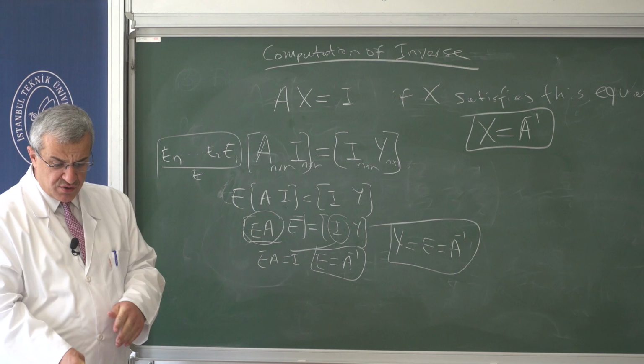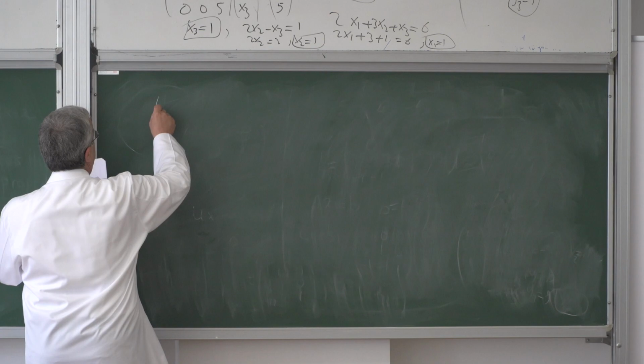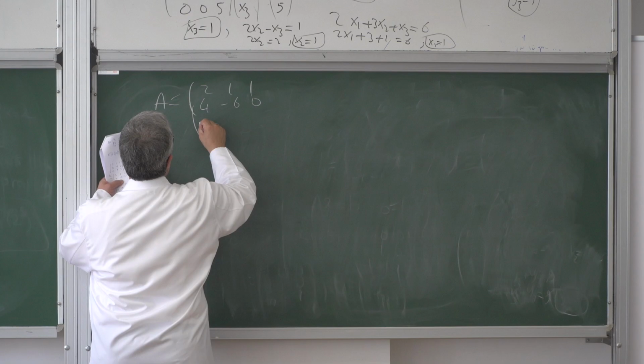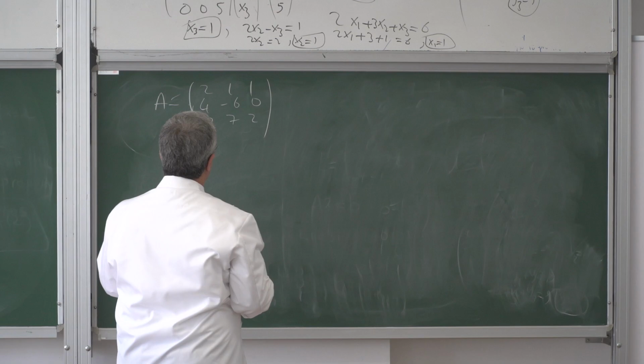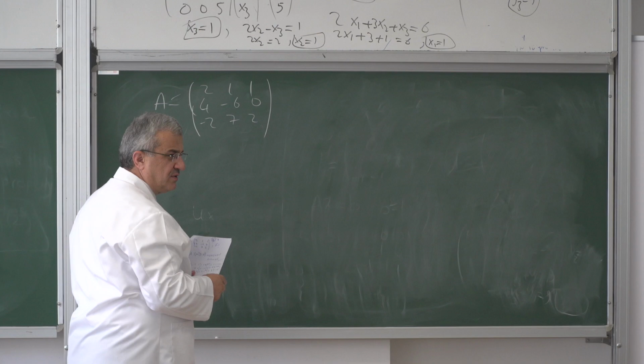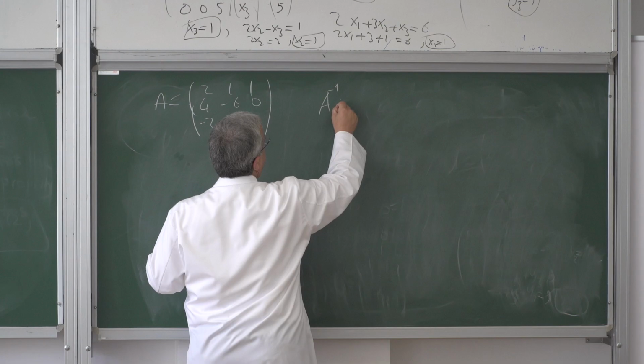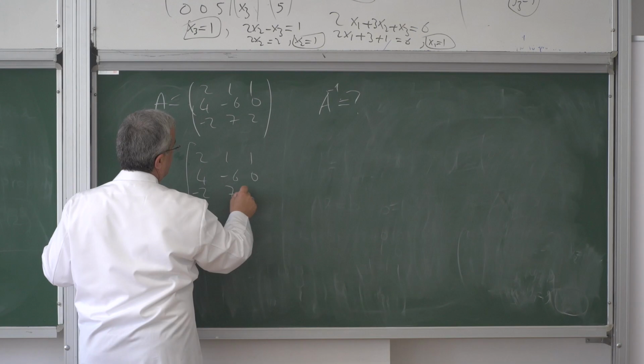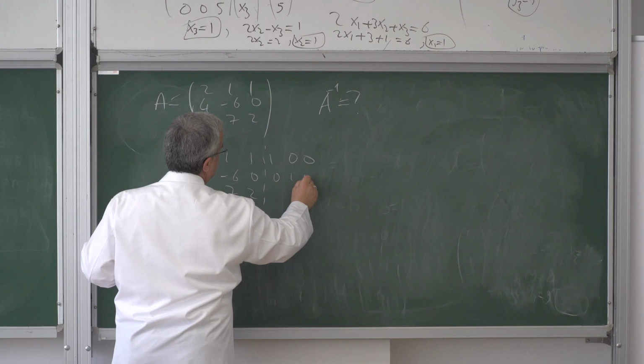Let's do an example quickly on this one. Let's say we have A equal to 2, 1, 1, 4, minus 6, 0, minus 2, 7, 2. I want to find the inverse. So I just put this together: 2, 1, 1, 4, minus 6, 0, minus 2, 7, 2, and next to it 1, 0, 0, 0, 1, 0, 0, 0, 1.